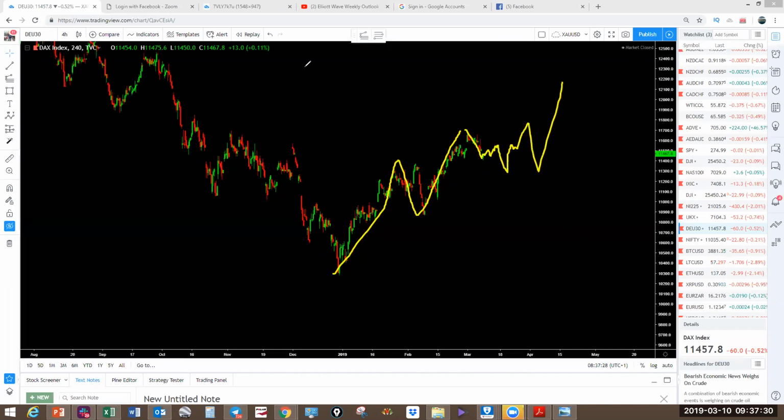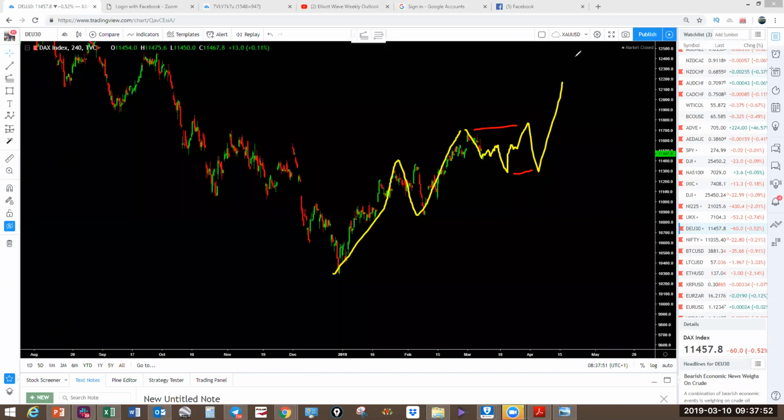This is not the only structure that it can do. We've got 5 corrective structures that Elliott has identified, so any of the 5 can play out. Here I'm just focusing on a regular flat. It can be a zigzag. It can be any of the 5, guys. So I'm just showing you that you're going to have a corrective structure, and you should be able to know when the corrective structure is complete and which one, with which characteristics.